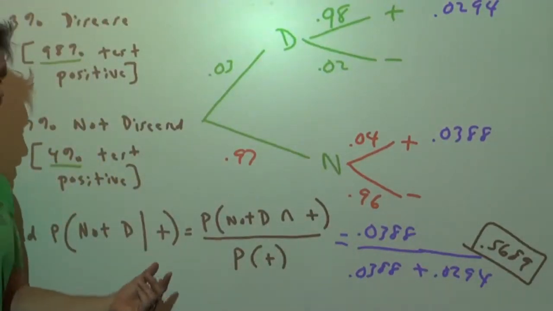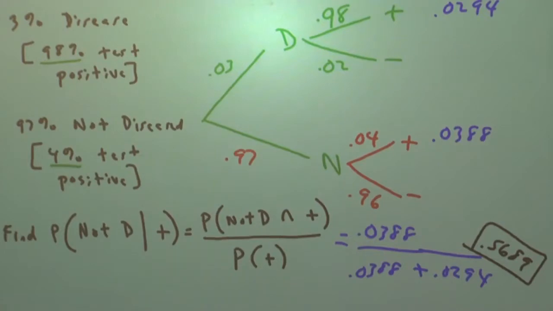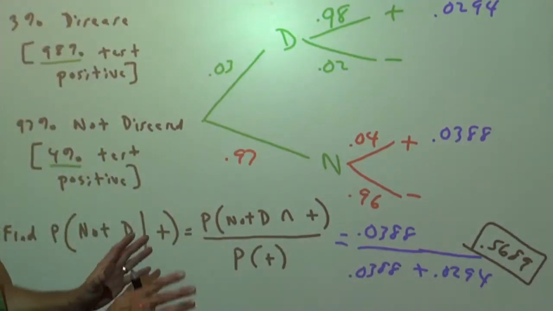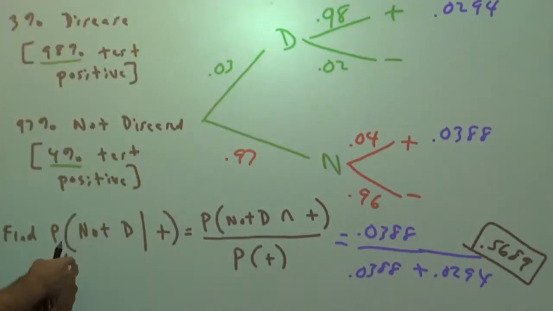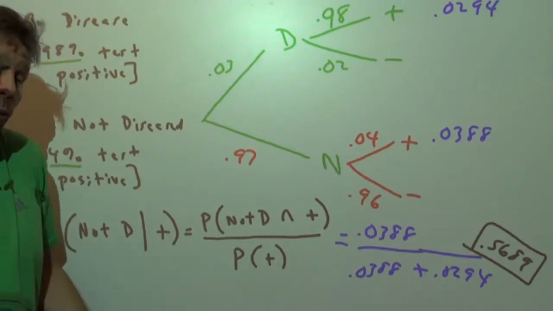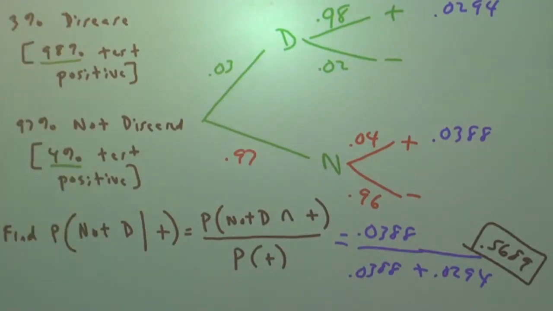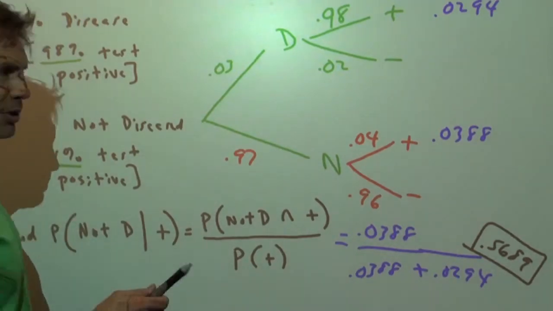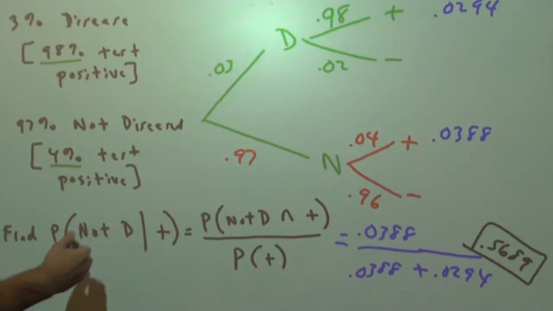That's good to know. Even if a person tests positive, only 57% of the time, 57% of the time they don't have the disease. That means only 43% of the people who test positive actually have the disease. So there's false positives, false negatives. We'd rather have a false positive in real life than a false negative. So that's the way we do the problem.